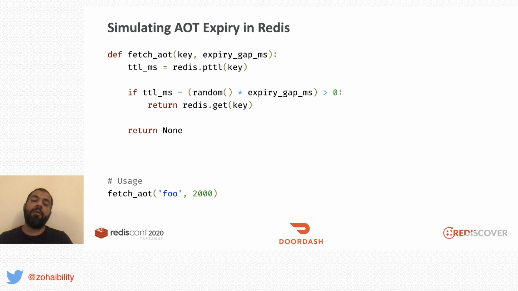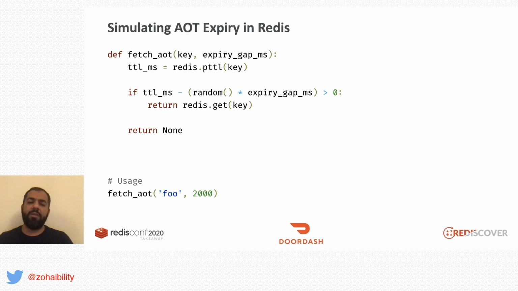So I read that TTL, then I subtract random, which is just a function that generates a random number, multiplied with the expiry gap. If that TTL is greater than 0, it means there's still some life left in this key even after getting rid of that expiry window, so I read the key from Redis. Of course, you can use a pipeline to make this a single round trip instead of 2 round trips. Otherwise, I just return None.